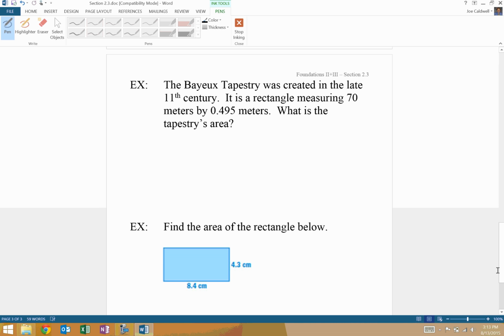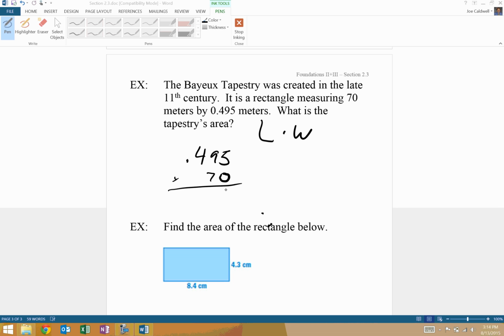Okay, so this tapestry, a piece of cloth essentially, created in the late 11th century. It's a rectangle measuring 7 meters by 0.495 meters. Okay, so what's the area? Remember, area is length times width. So we just basically need to multiply those two numbers together. 0.495 times 7. Notice, the number that's smaller, with less digits, I go ahead and put on the bottom. Makes it a little easier.